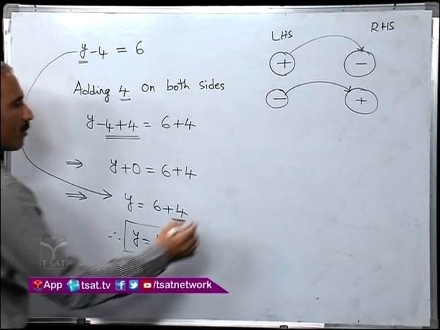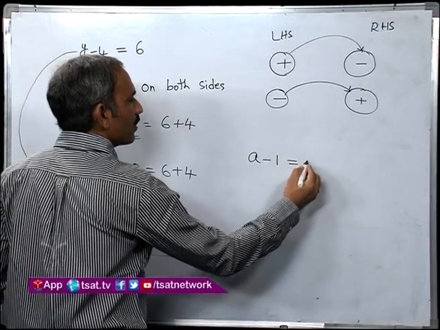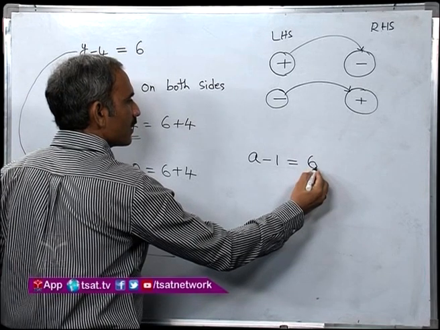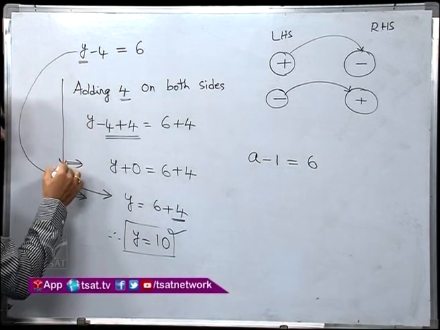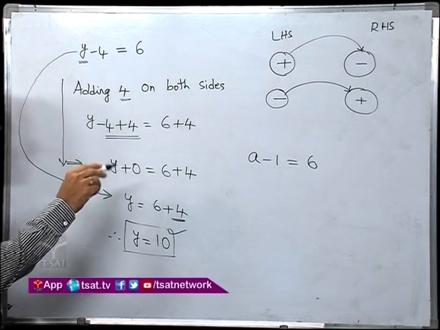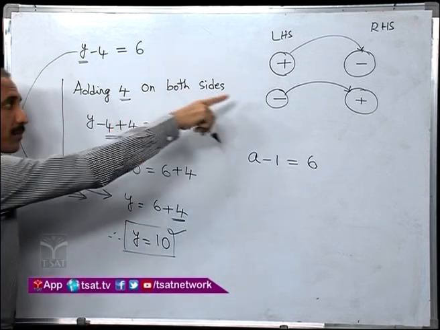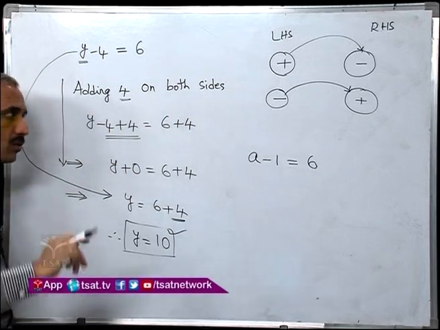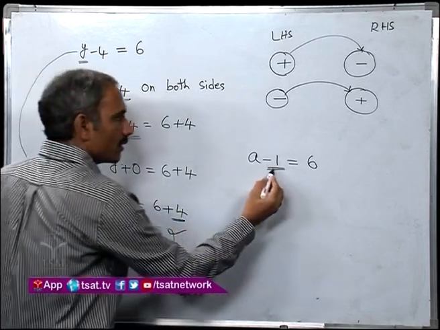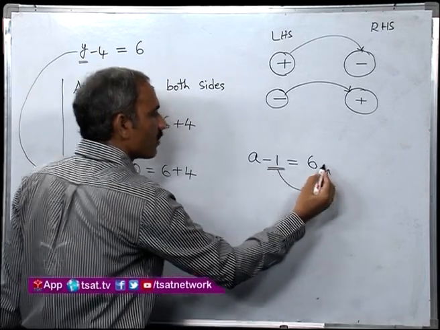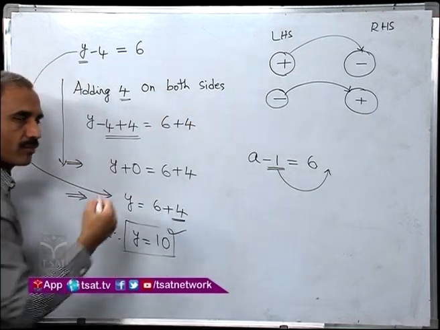Now let us see. Let us take one problem: A minus 1 is equal to 6. Generally, if you want to follow this method, what do you have to do? You have to add 1 on both sides, then you will get the solution. If you apply the transposing rule here, you have a negative quantity. Transpose this minus 1 into the RHS, then what happens?